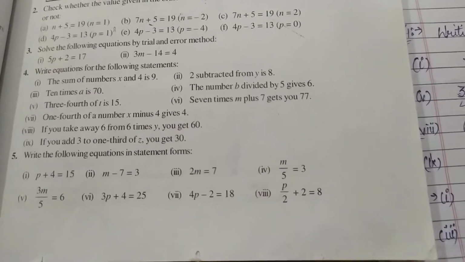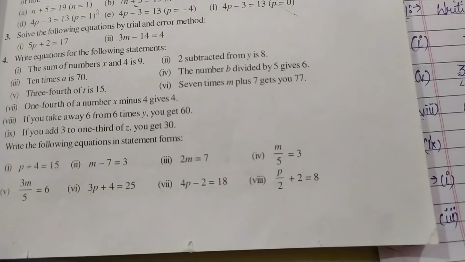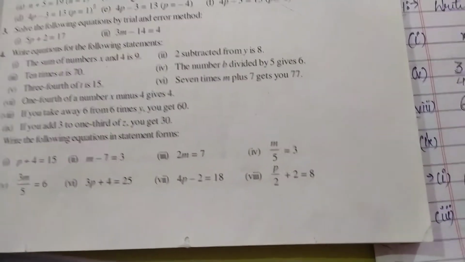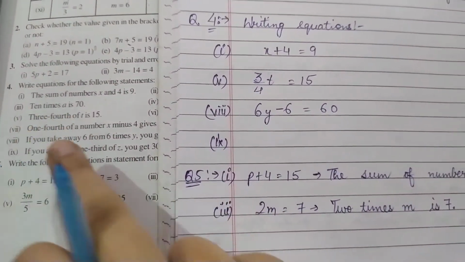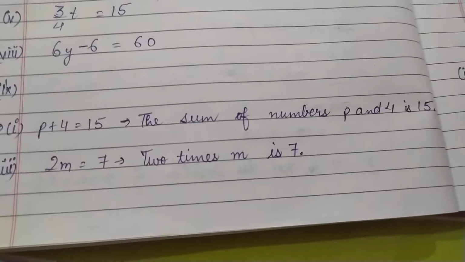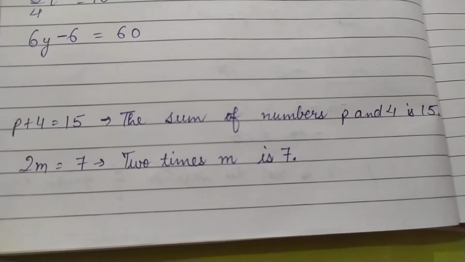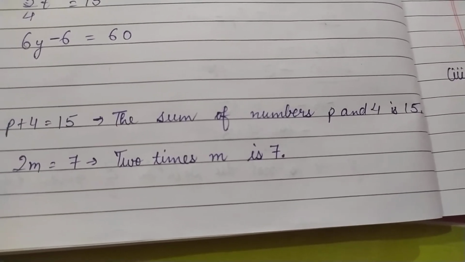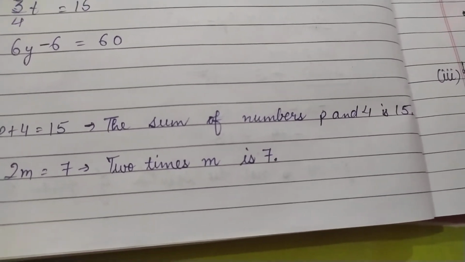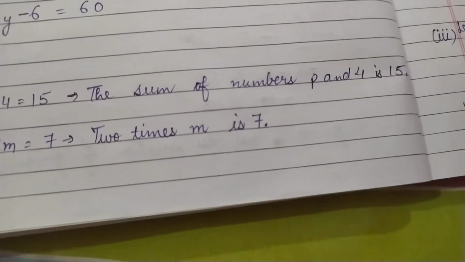And next, equations are given and you need to write them in statement form. This is the reciprocal, the vice versa, of the fourth question. As p plus 4 is equal to 15, the sum of numbers p and 4 is 15. We can write it in this way. You can use your own language also. 2m is equal to 7. 2 times m is 7.